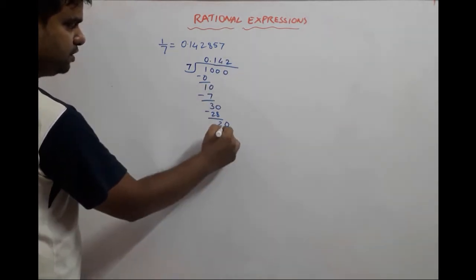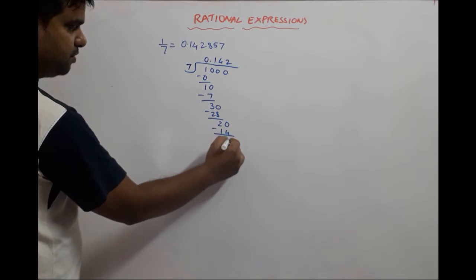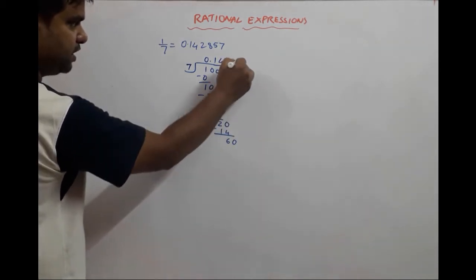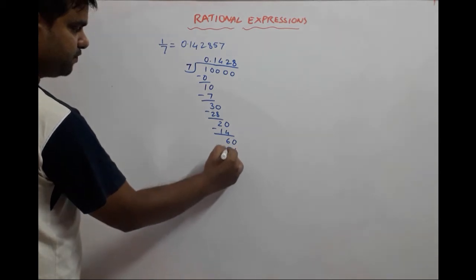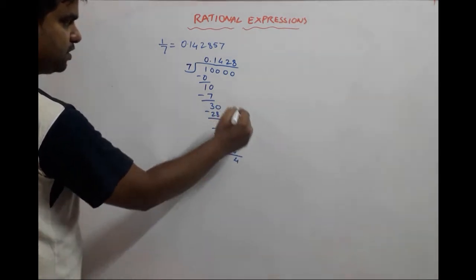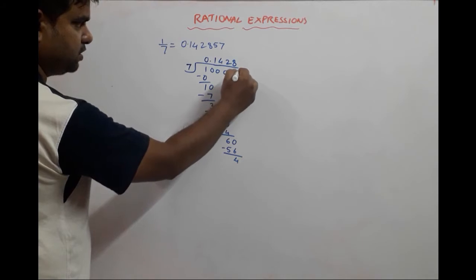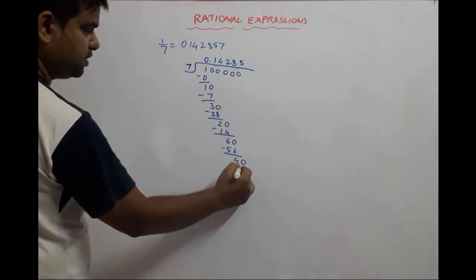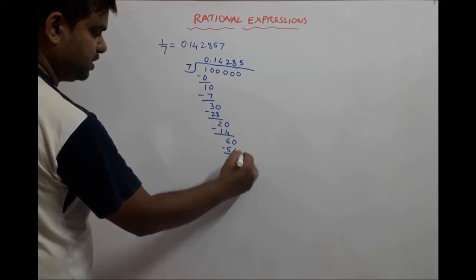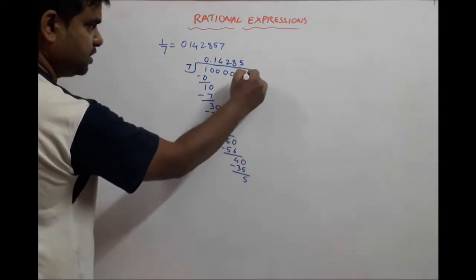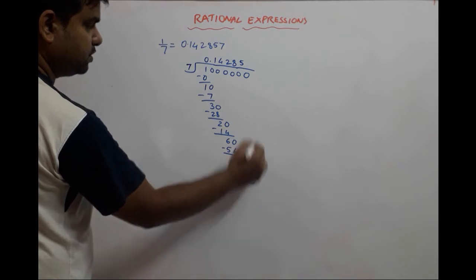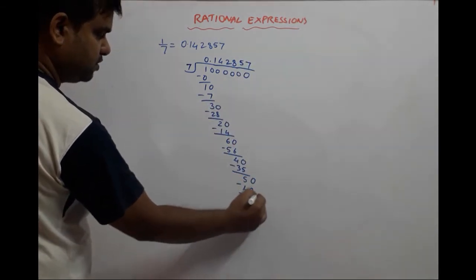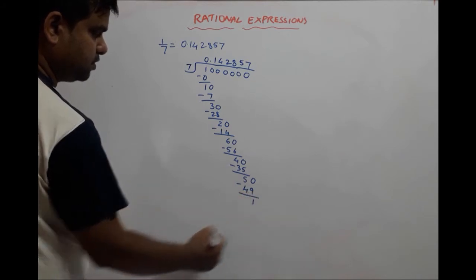7 2s are 14. 20 minus 14 is 6. Put another 0 here, bring this 0 down. 7 8s are 56. 4. Then put another 0 here, extend this line, bring this 0 down. 7 5s are 35. 40 minus 35 is 5. Put another 0 here, bring this 0 down. 7 7s are 49. 50 minus 49 is 1.